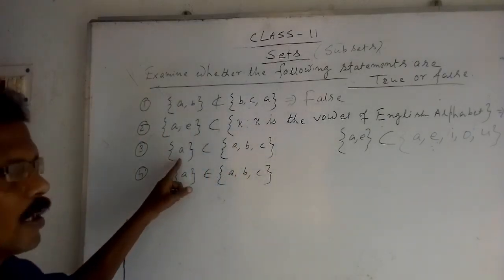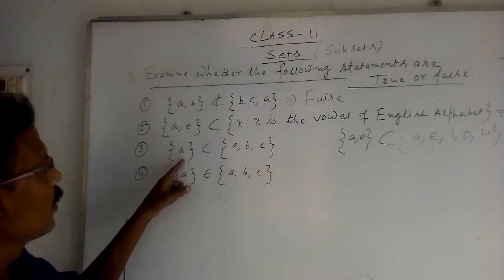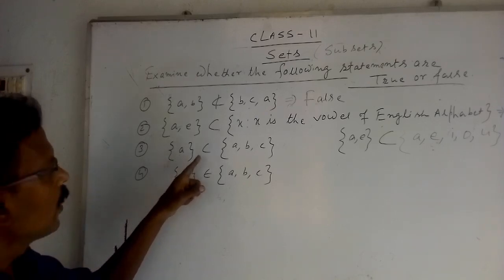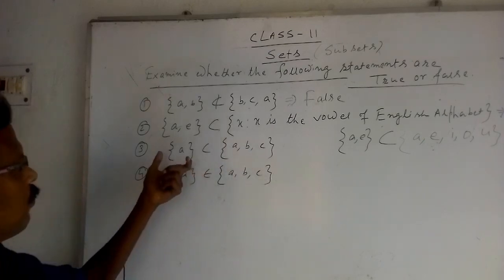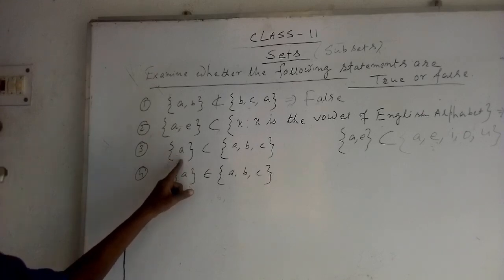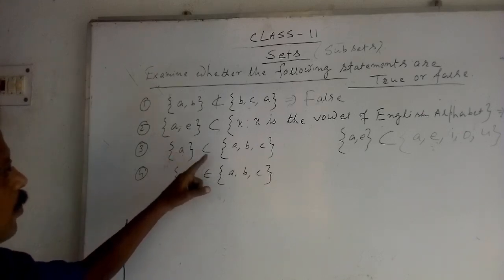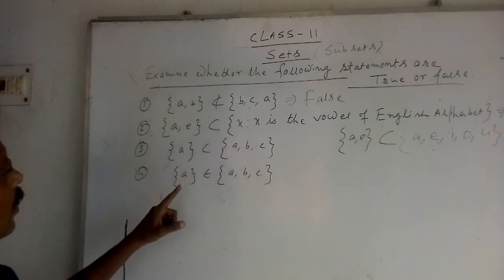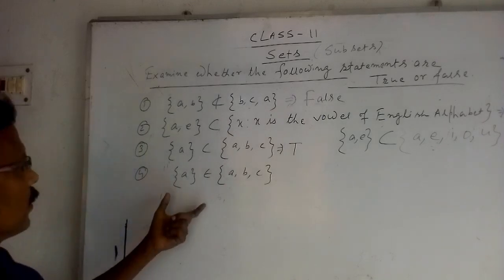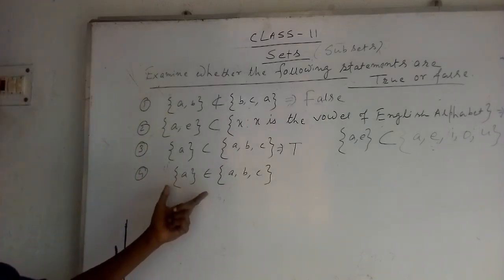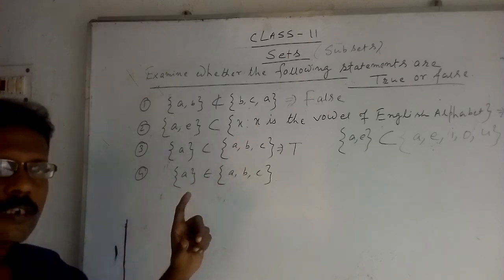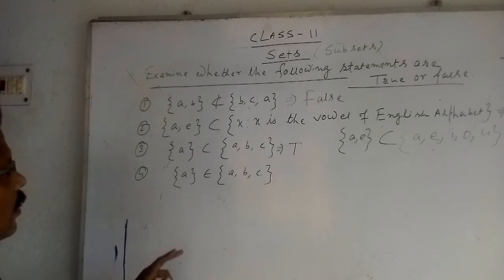True. Now the third one: the element A, containing the set A, is an element and is a subset of ABC. The first set is a subset of ABC. It is given, and it is rightly given because A belongs to the second set. So you can write here true. And the last one, that is, the first set belongs to the second set. But here some discussion is needed.